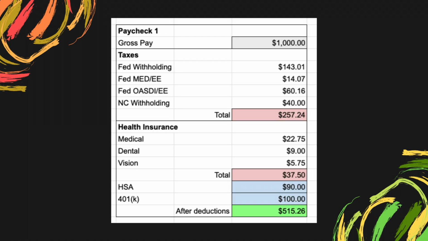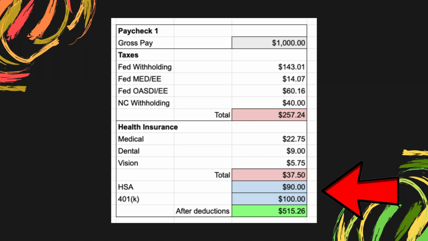This is how I do it. The first line is gross pay. The next 5 lines are taxes. The next 4 lines are health insurance provided by my employer but deducted from my pay. This one, of course, will vary depending on your situation. The next 2 lines are HSA and 401k. HSA stands for Health Savings Account.